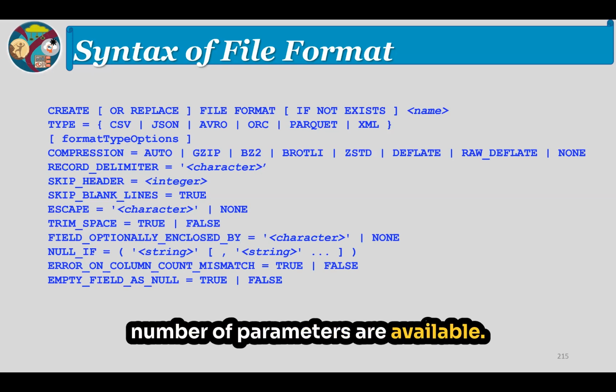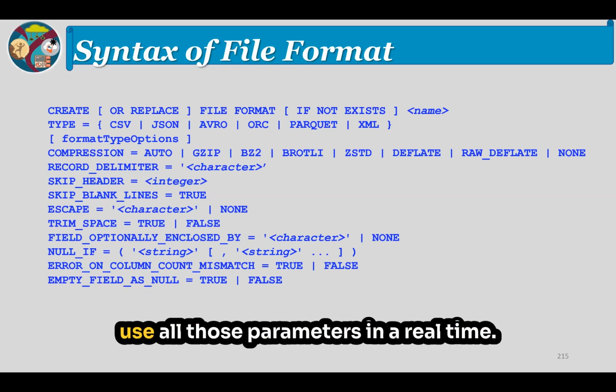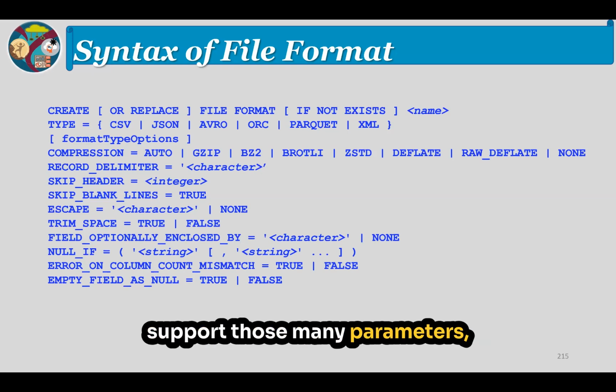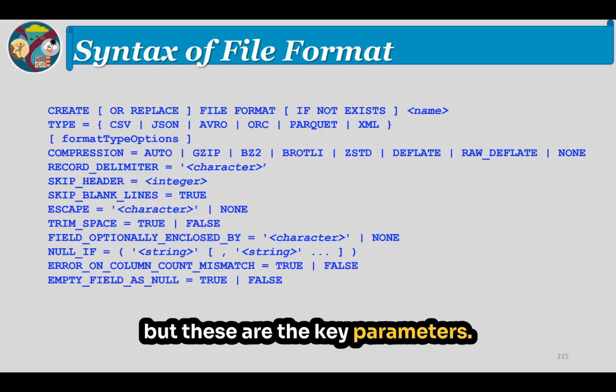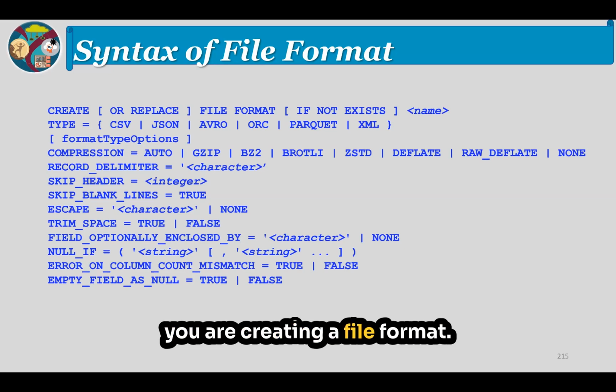Especially for these file formats, a huge number of parameters are available. I'll share that link so you can have a look. But we are not going to use all those parameters in real time. That is a kind of reference. Snowflake file formats support that many parameters, but these are the key parameters I have included here, which you will use whenever you create a file format in a real-time project.